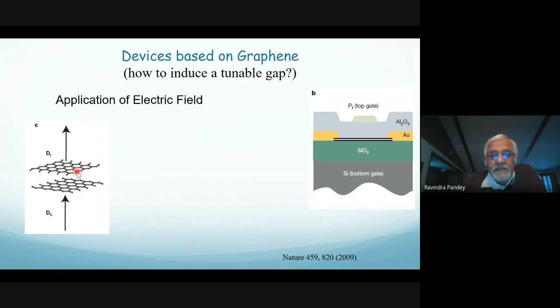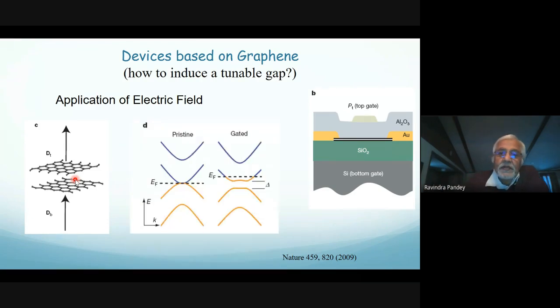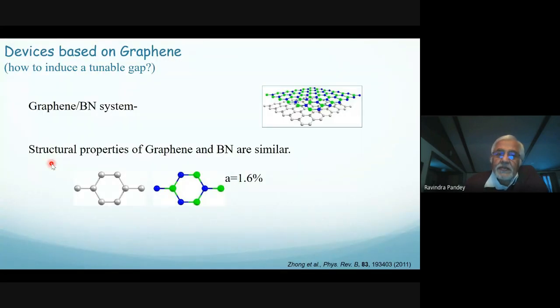So you have a dissimilarity in the electronic structure between the lower and upper carbon monolayers, or graphene monolayers. And what it does is it induces the gap in this material. People have made devices out of this bilayer configuration. So our idea was, can we look into alternatives without applying the electric field?